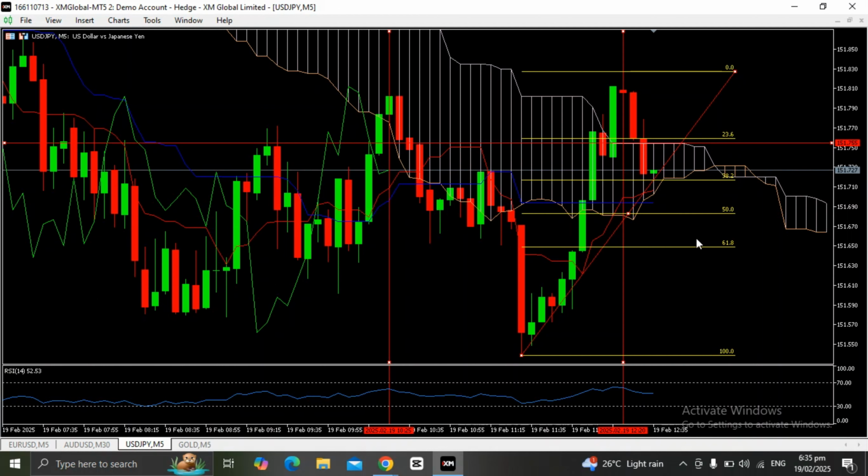Most probably here at the 50 mark or lower, because in this part here, as you can see, there's a congestion, which means that there are buyers around this area that will try to support the price from going down, or else they will lose.